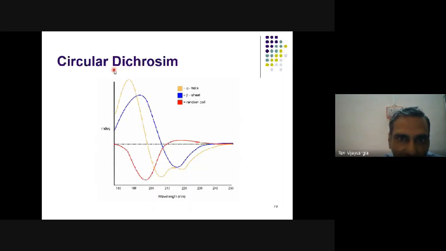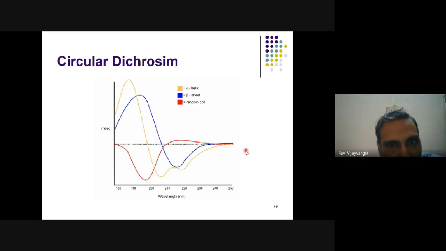So circular dichroism, which is a form of spectroscopy, produces a spectrum. You run a wavelength scan, and you can see here a wavelength scan between 180 nanometer and 250 nanometer is run. Based on what kind of secondary structure the protein contains, you can get either one or a mixture of these kinds of patterns.